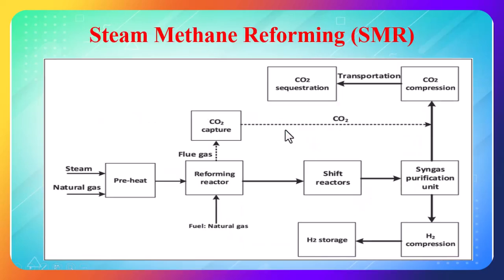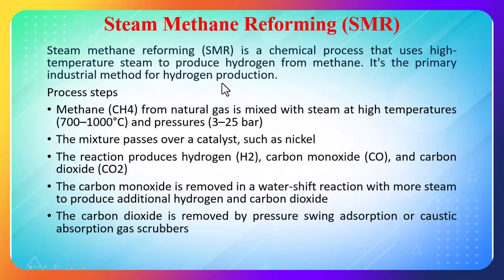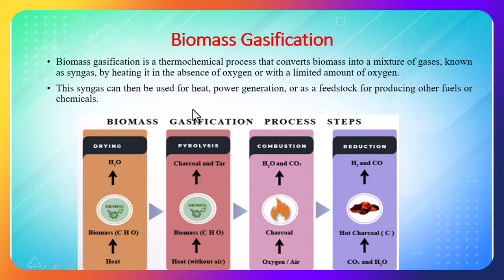Then comes the third method, which is biomass gasification. Here, we take methane, which can be from any natural gas placed on the earth's surface, whereas here it is only from your waste. Gasification is a thermochemical process that converts biomass into a mixture of gas known as syngas, by heating it in the absence of oxygen, or with a limited amount of oxygen, and we get hydrogen. This syngas can then be used for heat, power generation, or as a feedstock for producing other fuels and chemicals.